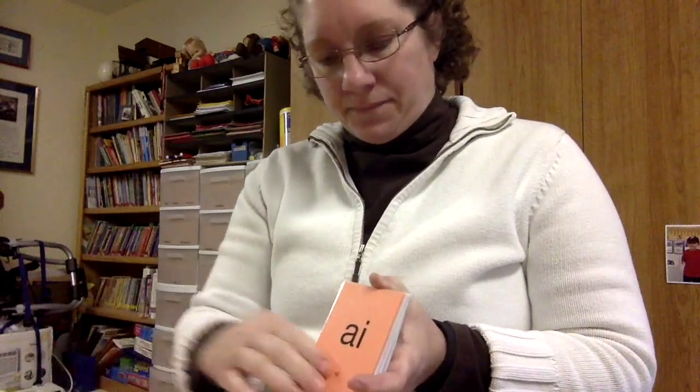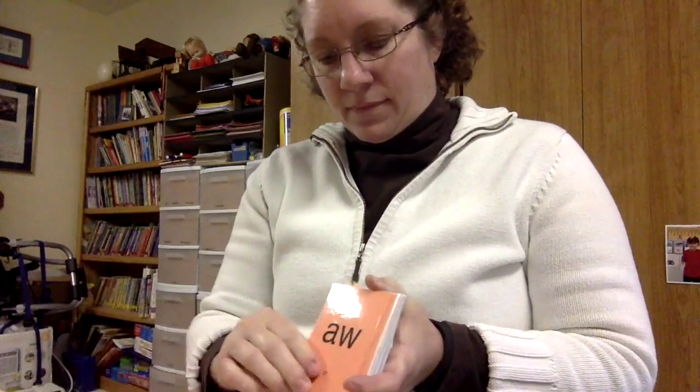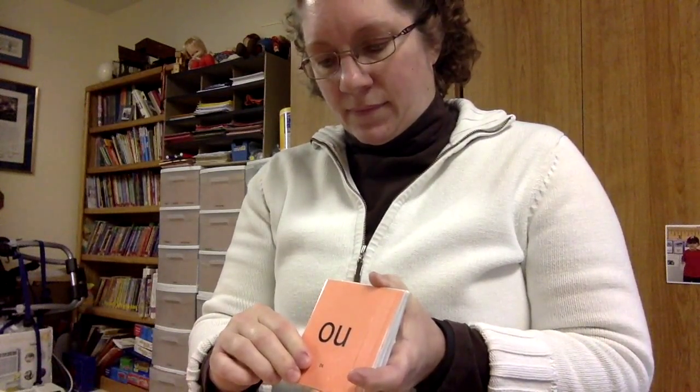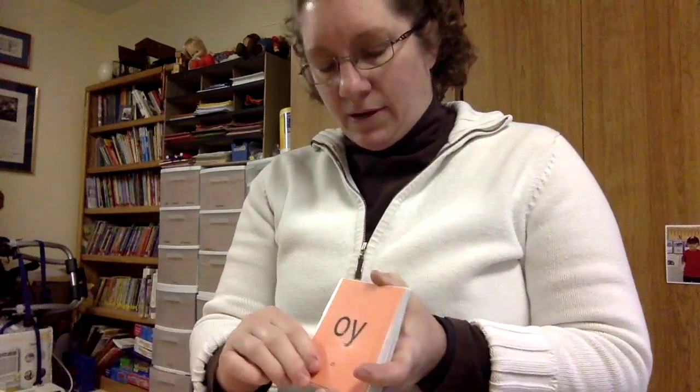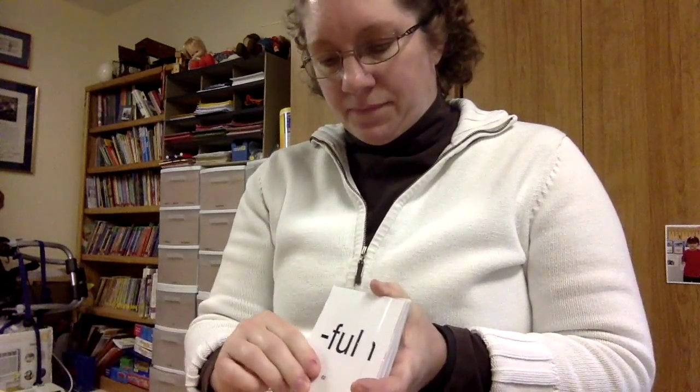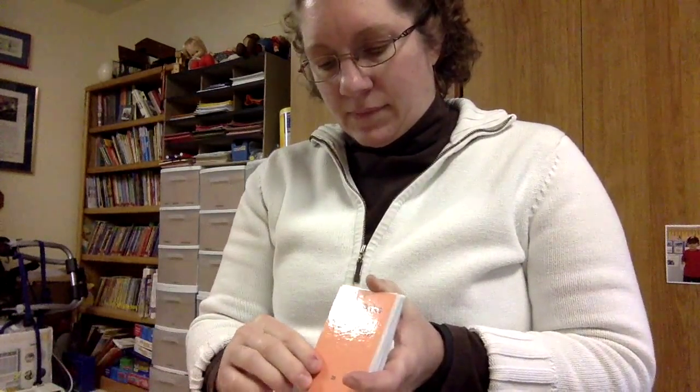CVC words you double before adding a vowel suffix. A, aw, o, ow. O, U says ow in the middle. Good. Oi, yep, and a. Full, ish.